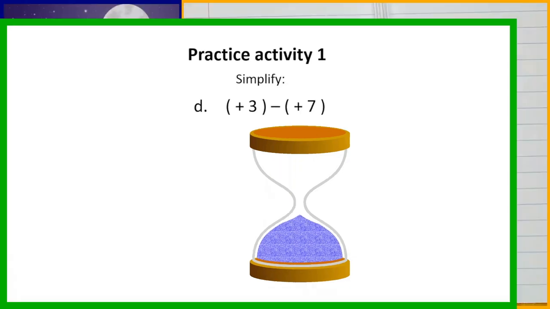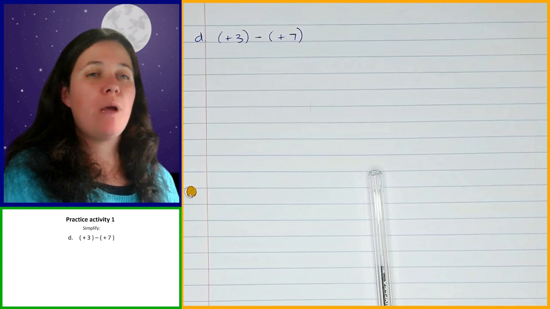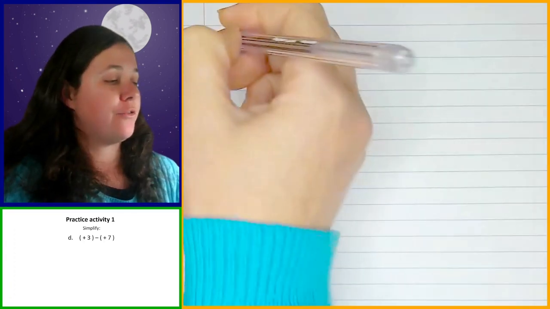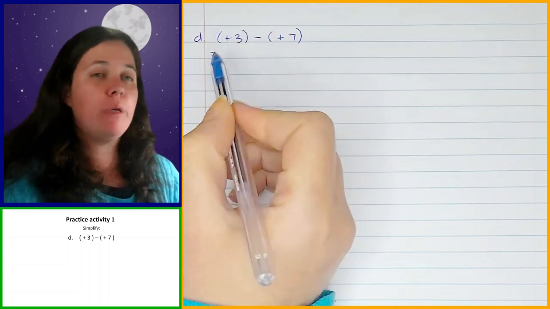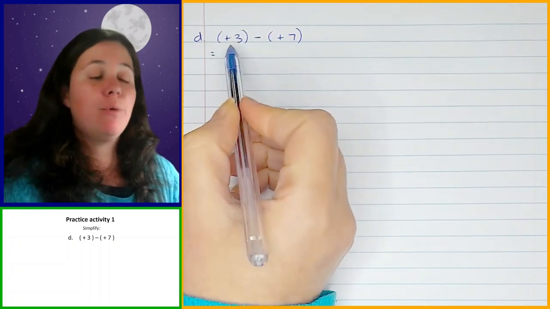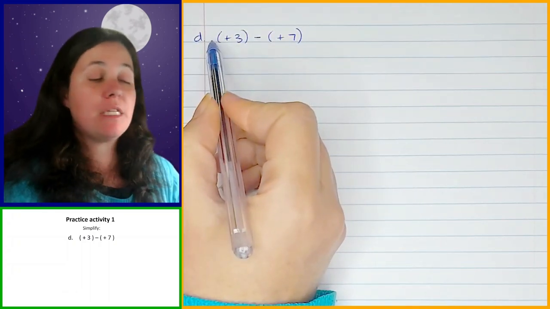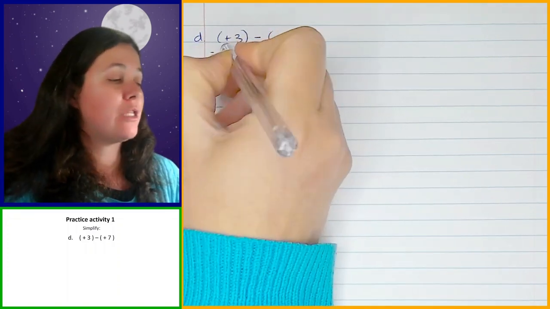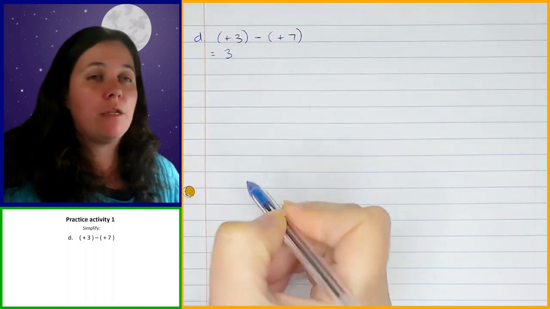Okay, let's go through that example. So in question D, we have positive 3 minus positive 7. First of all, our positive 3, when we drop the brackets, is going to remain positive because there's nothing in front of it. There's no minus in front of it. So it's just going to stay positive 3, but I don't need to write the plus. I can just write the 3.